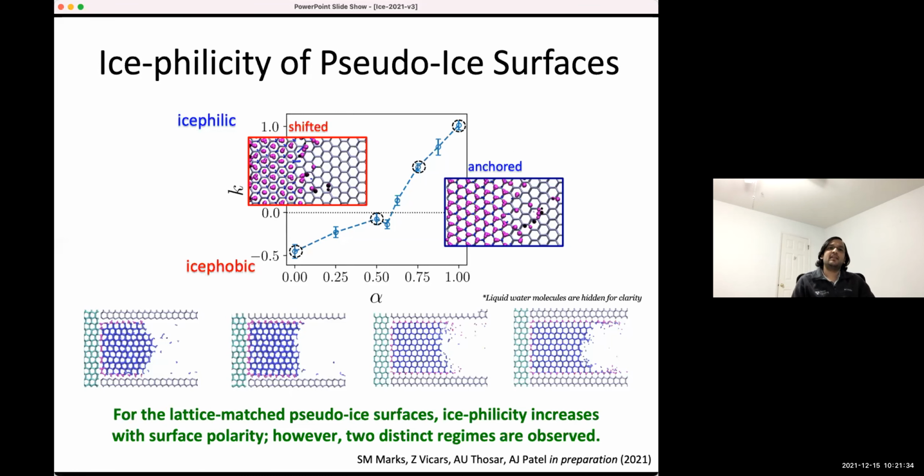At this point, this is very interesting. We had already now accomplished what we set out to do, which is have a library of surfaces with a range of icephilicities. But we were curious as to how surfaces that were not lattice matched with ice, how might they behave, right? If I had a polar surface that was not lattice matched, would that be icephilic or icephobic? And as I change the polarity of such a surface, how might its icephilicity change?